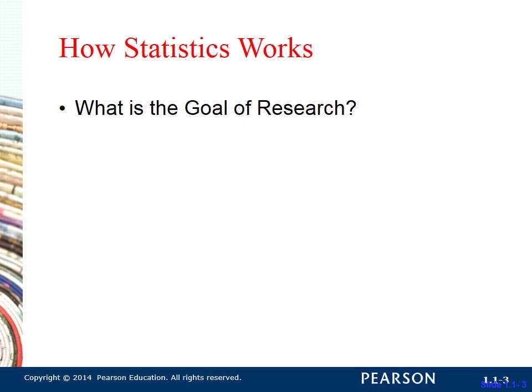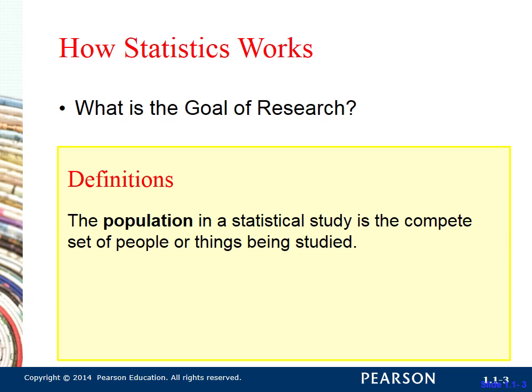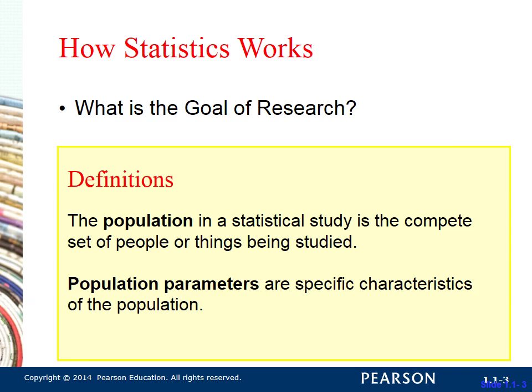How does it work? What is the goal of research? All right, so whenever you're going to research, you're going to be looking at what's called a population. It can be a set of people or things. So population doesn't necessarily mean people. It can mean potatoes you're studying, or plants, or organisms. Doesn't matter. It's just the complete set. So keyword here is, oh, there's a typo on that. It says complete set of people or things being studied.